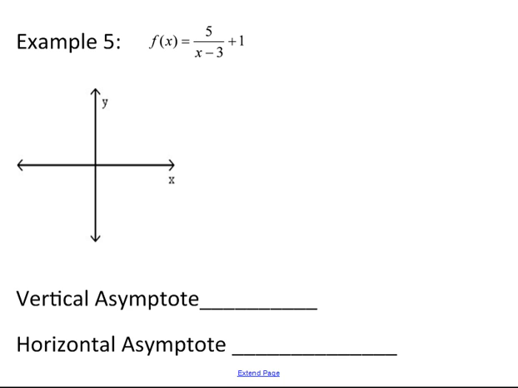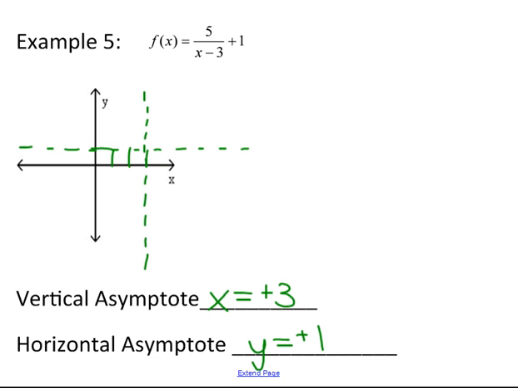We have f of x equals 5 over x minus 3 plus 1. Vertical, x equals positive 3. And horizontal at y equals positive 1. So 1, 2, 3, vertical, horizontal is at 1. 5 is positive, so the right side is on top, and the left side is in the bottom left-hand corner.